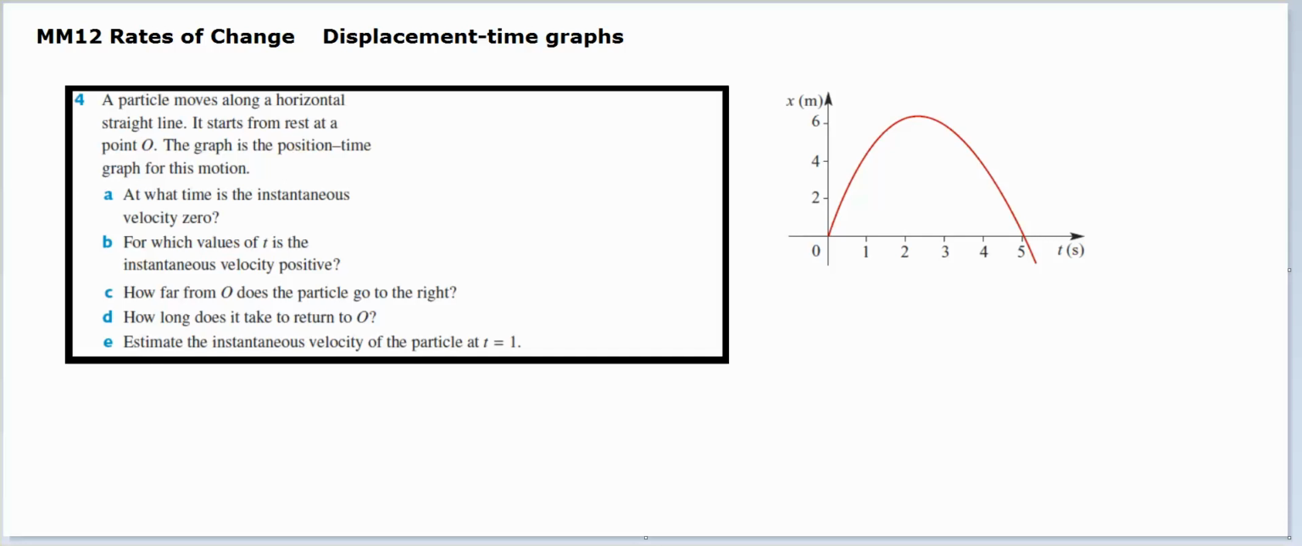This is for Year 11 Methods. It's displacement-time graphs, question number 4. A particle moves along a horizontal straight line. So, my particle is going to move along a straight line. It might go forwards, might go backwards.